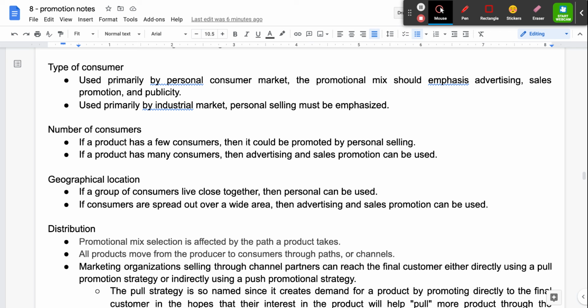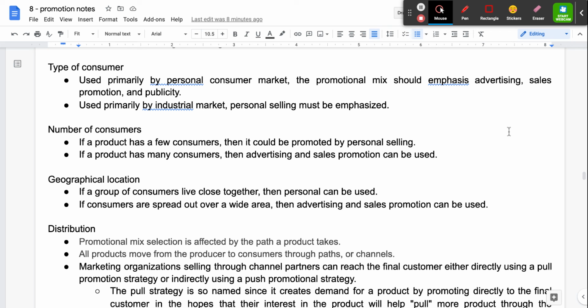We look at the type of consumer that's going to use it. If we're looking at personal consumer or business and the industry, things are going to be different. All right. Again, in that industrial and business setting, probably more personal selling is going to be going on. Again, because you're dealing with larger numbers, you're dealing with more involvement and more of a commitment. So you want to make sure everybody's on the same page.